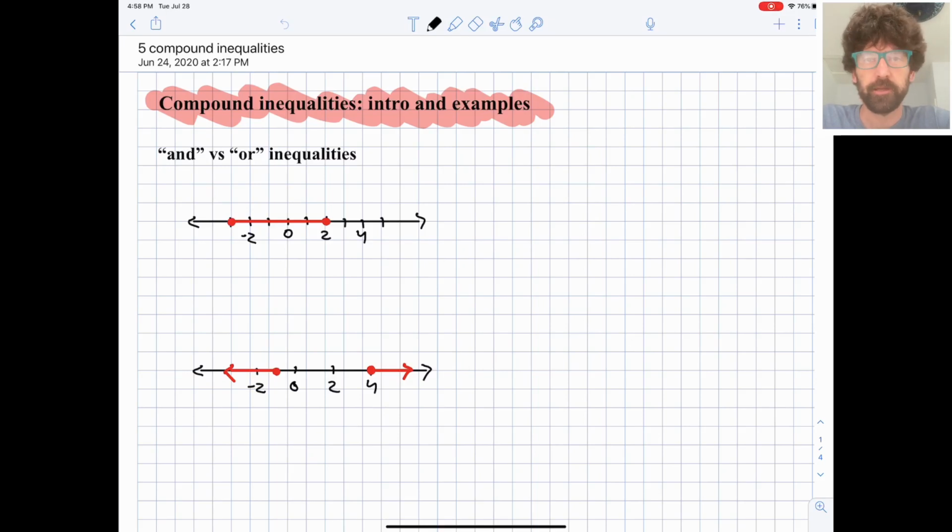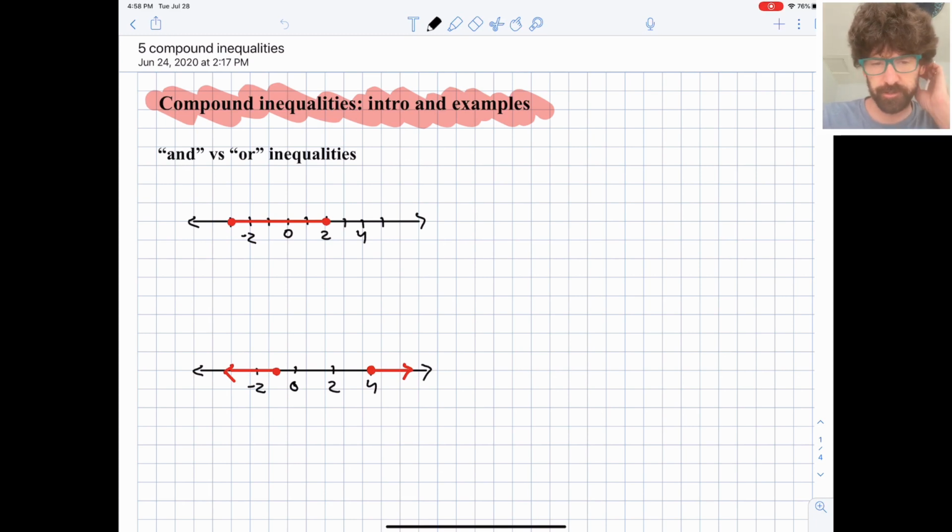All right, now we're going to be looking at what are called compound inequalities with an introduction and a couple of solved examples. Compound inequalities differ from simpler inequalities because they have two inequalities sort of merged together into one compound statement. And let's look at a couple examples here.